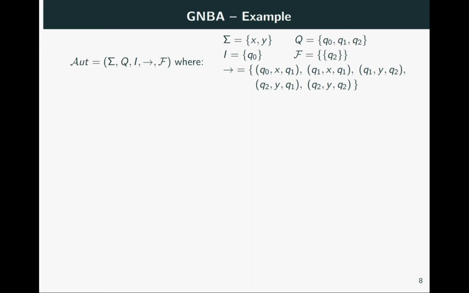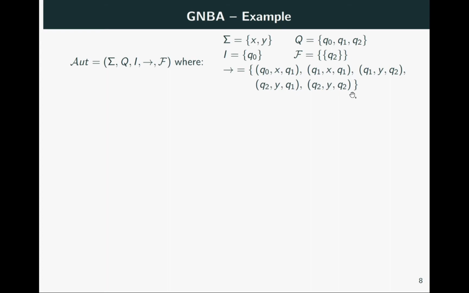Here's an example of a GNBA. The alphabet Σ has two letters, x and y. There are three states, q0, q1, and q2, of which one is initial, namely q0. There is only one accepting set, the singleton set {q2}. Note that calligraphic F is the set of all accepting sets. In our example, only one, which is itself a one-element set. There are 5 elements in the transition relation, which are triples: state, letter, state.